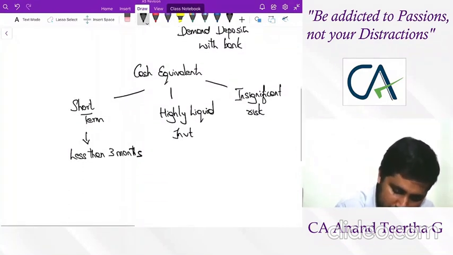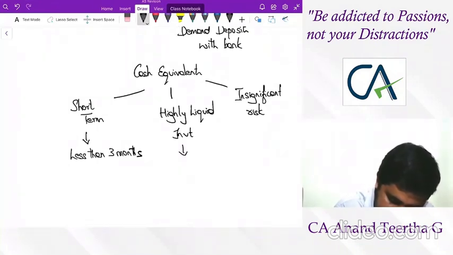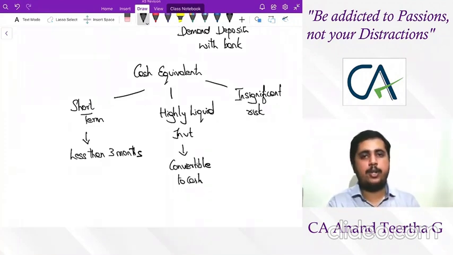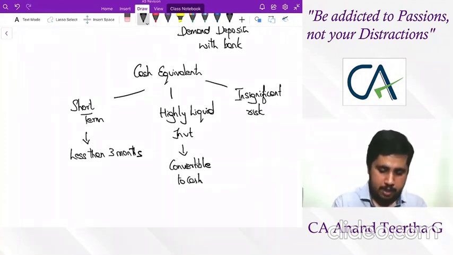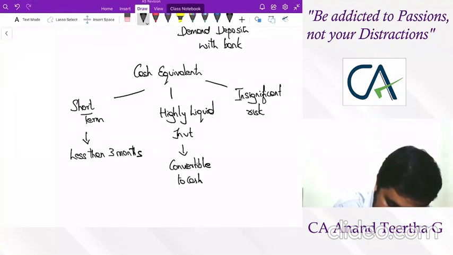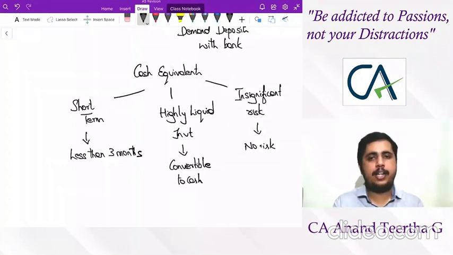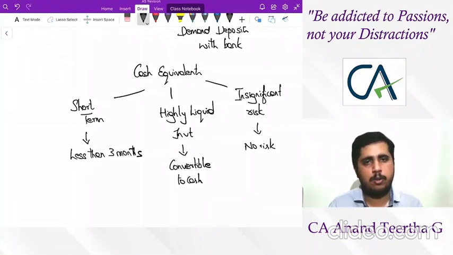What about highly liquid investment? It is easily convertible to cash. It could be easily converted into cash. It should not take more time. Third, insignificant risk. So there is no risk involved. For that particular instrument, there has to be very small risk or no risk altogether.